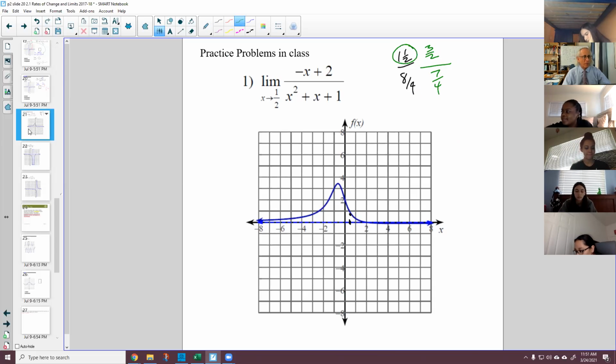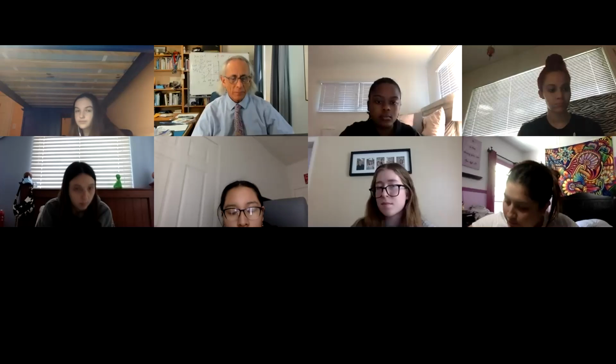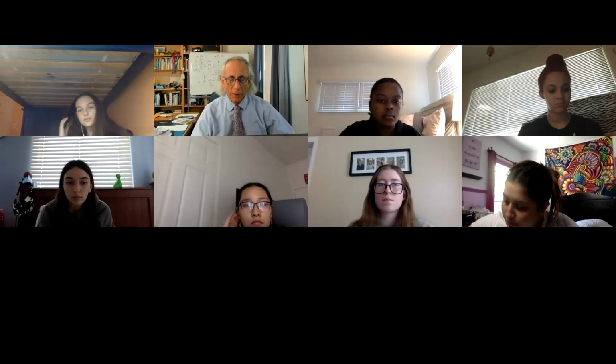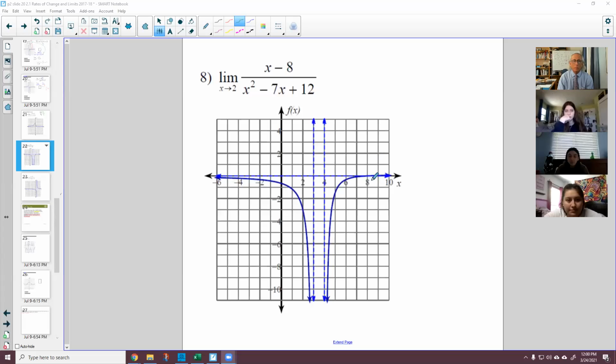All right, let's try the second one. It looks like this. A little bit different because I see some vertical asymptotes here. You have to decide whether that's going to affect your answer or not. Everybody with me? You understand what I'm saying? Okay, let me stop sharing here. So this is the second problem. I'm just going to talk a little bit about what's going on here.